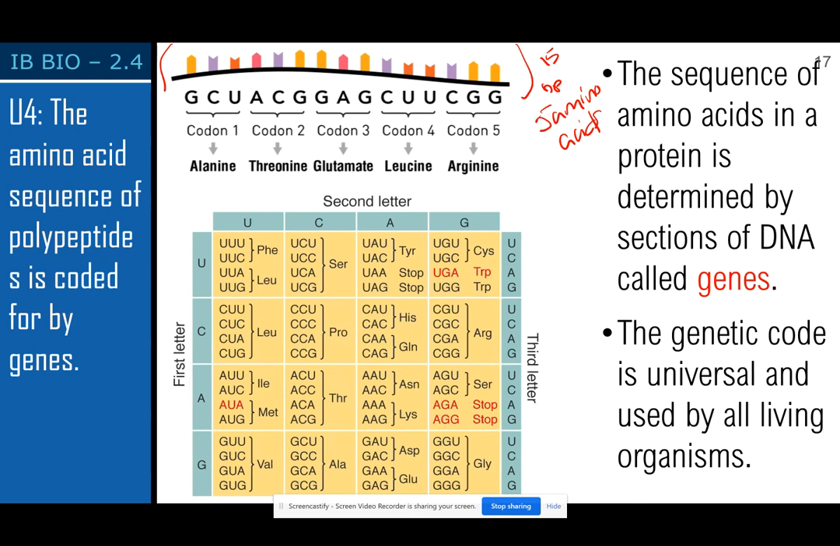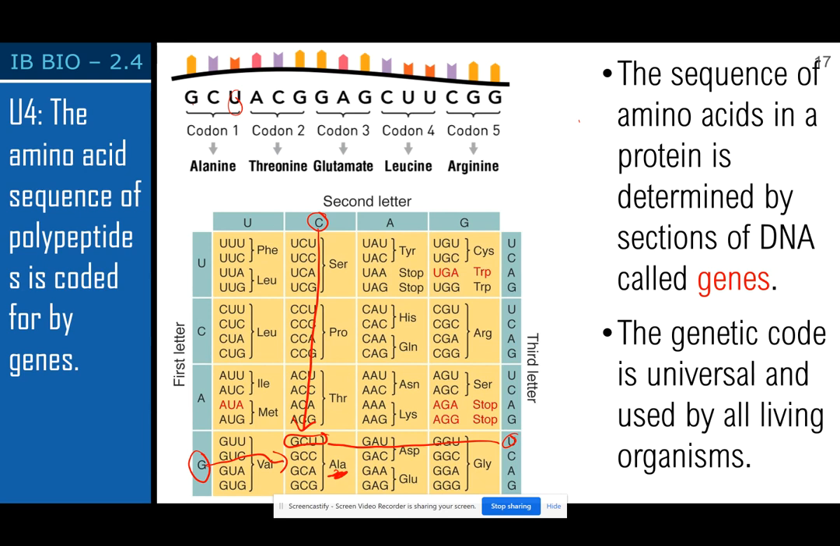So our first one's right here, GCU. And it says alanine, but how do we get alanine? Well, if you look at this, it's got first letter, second letter, third letter. Our first letter is G, so we look here. Our second letter is C, so we go this way and we go this way. And now we look at our third letter, which is U, come over this way, GCU, and our amino acid is alanine. So that's just a refresher on how we do that, because you should have learned that freshman year.